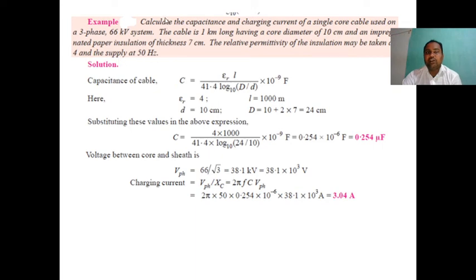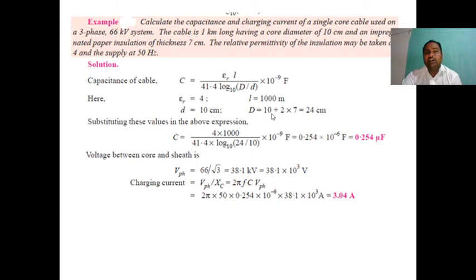So please write the given data carefully. That is a three-phase system, 66 kV voltage. The cable is 1 kilometer long and the core diameter is 10 centimeters. Mean radius is equal to 10 by 2. Impregnated paper insulation, they gave thickness 7 centimeters. So first write the given data. Epsilon R is equal to 4, small d is equal to 10 centimeter, capital D is equal.